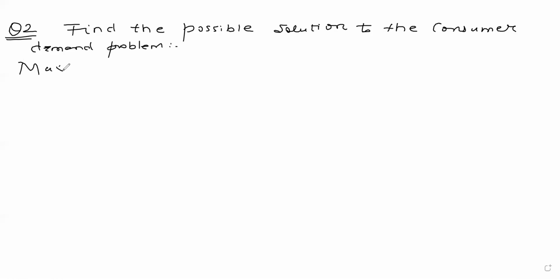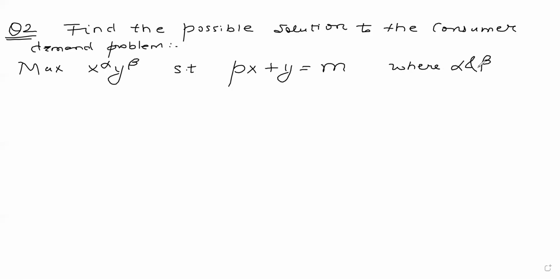The demand problem is as follows: maximize utility, which is x to the power alpha, y to the power beta. Clearly, it's a Cobb-Douglas function, Cobb-Douglas utility function in microeconomics, subject to the budget constraint px plus y equal to m, where alpha and beta are positive constants.